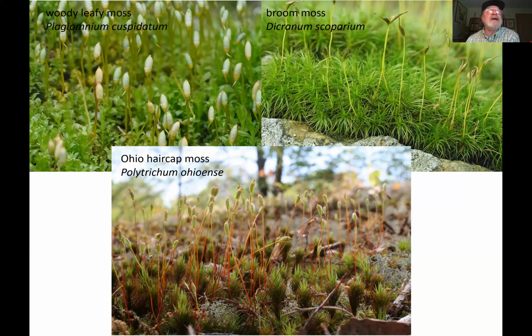On the left, we have woodsy leafy moss, Plagionium cuspidatum. And on the upper right, we have broom moss, Dicranum scoparium. And in the lower middle, we have haircap moss, Polytrichum ohioense. And these three mosses are of the growth form that's called an acrocarp, meaning it has an upright stem, typically side by side, growing in maybe a cushion. And the sporophytes are produced at the very tips of the stems. These are called acrocarps.